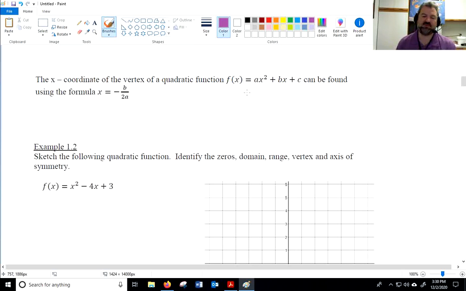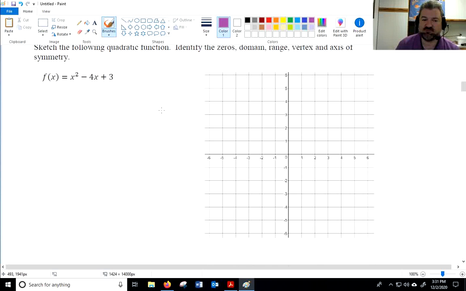Okay, so we have a formula. The x-coordinate of the vertex of a quadratic function, f of x equals ax squared plus bx plus c, can be found using the formula negative b over 2a. You might recognize that as being straight from the quadratic formula, but without that pesky plus or minus the square root of b squared minus 4ac. So it's just negative b over 2a. Finding the vertex is going to make it a lot easier for us to graph when we get more complicated equations. So here we go.